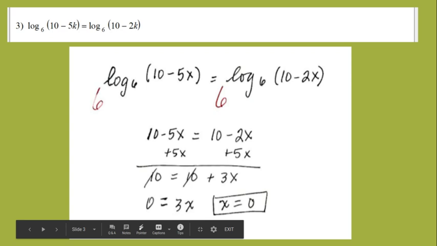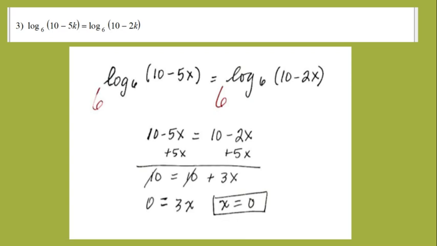Remember, you always want to go back and check for extraneous solutions. Extraneous means it's something that seems mathematically correct, but just doesn't work in the context of the problem. Remember that we can't take the log of a negative number. So if I were to plug in a 0 here, would I be taking the log of a negative expression? Nope. If I plug in 0 here, nope. This is still positive, so I can take the log base 6 of that.